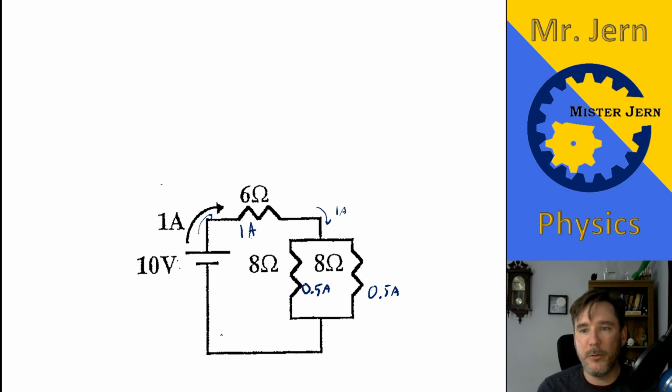Those 0.5 amps, because of equal resistance, is why they got split up that way. The 0.5 amps is going to come together right here and become 1 amp again. And that's what's going to go through the battery. It's going to cycle through again. And I believe that's it.